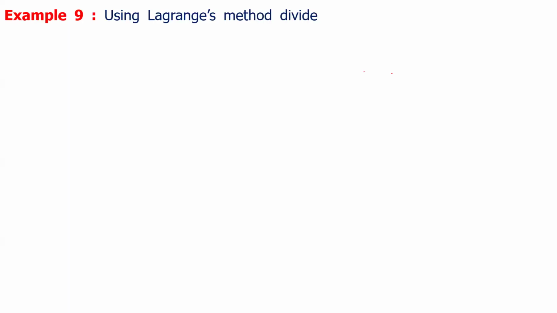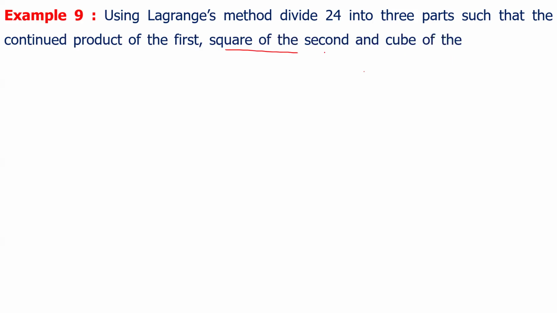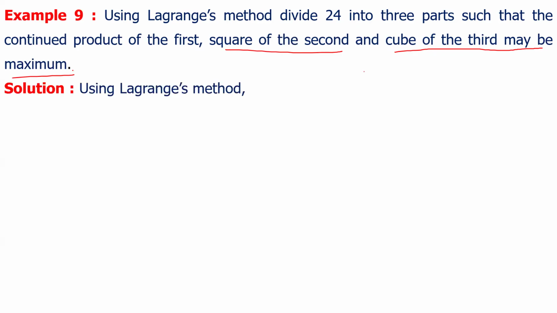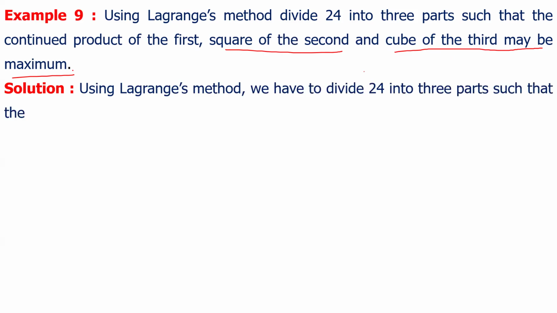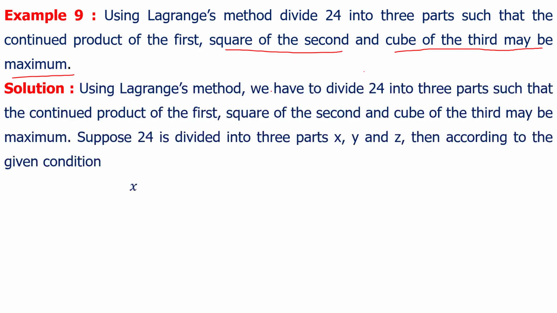In this example, using Lagrange's method, divide 24 into 3 parts such that the continued product of the first, square of the second, and cube of the third may be maximum. So now, in this example, using Lagrange's method, we have to divide 24 into 3 parts such that the continued product of first, square of the second, and cube of the third may be maximum.